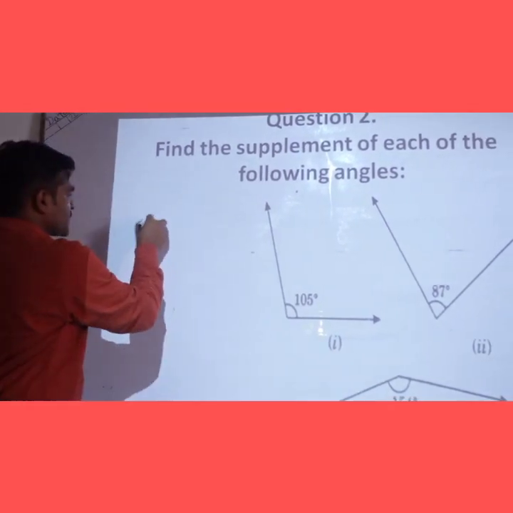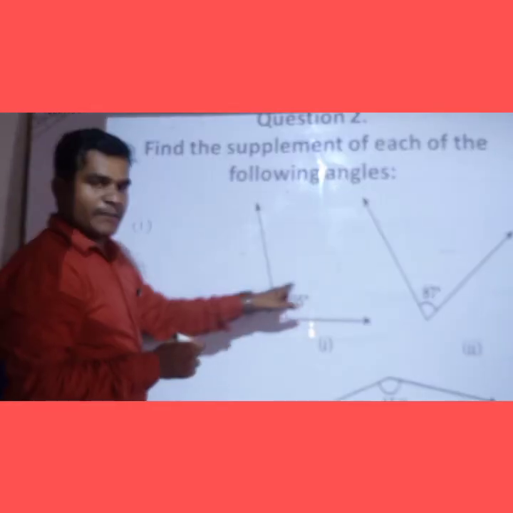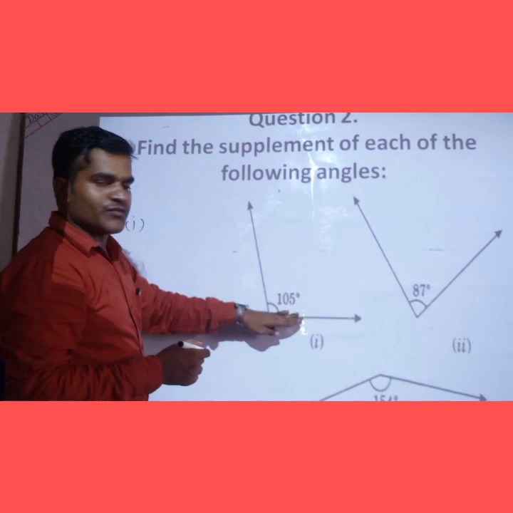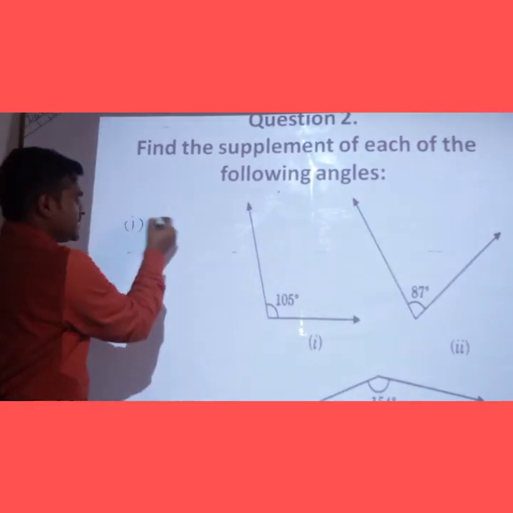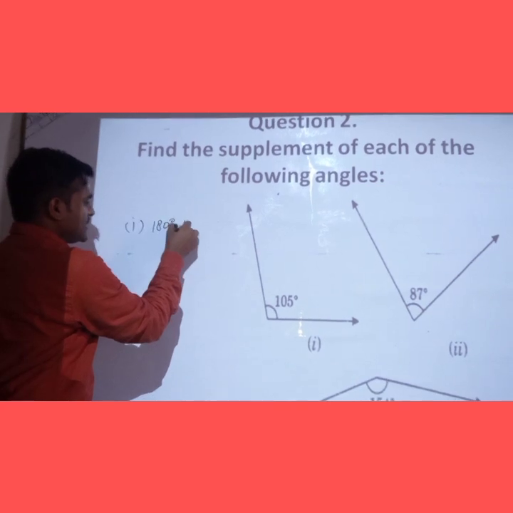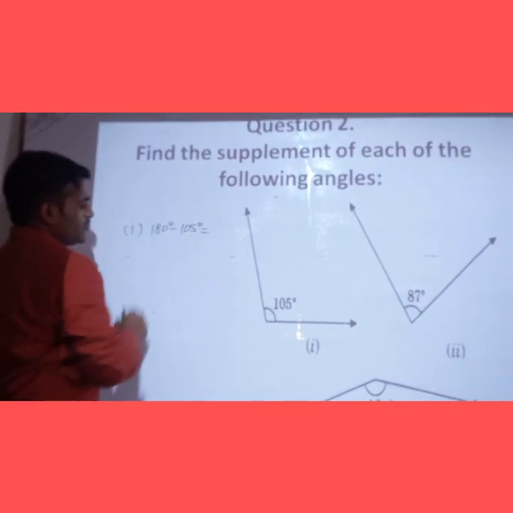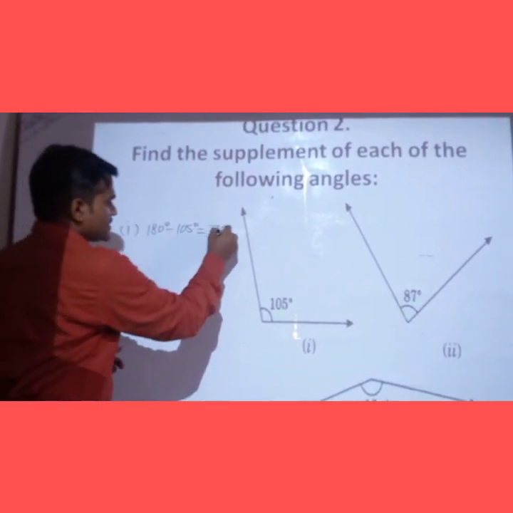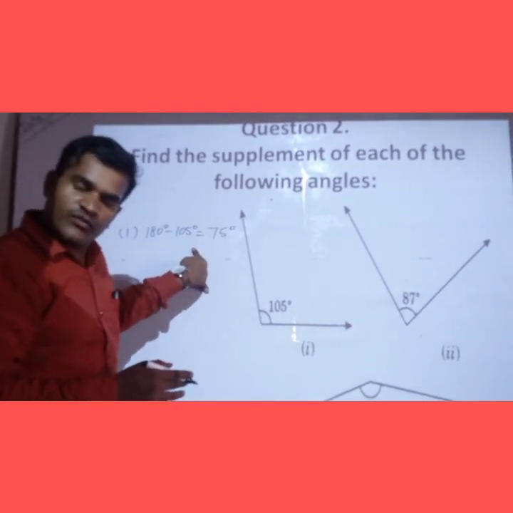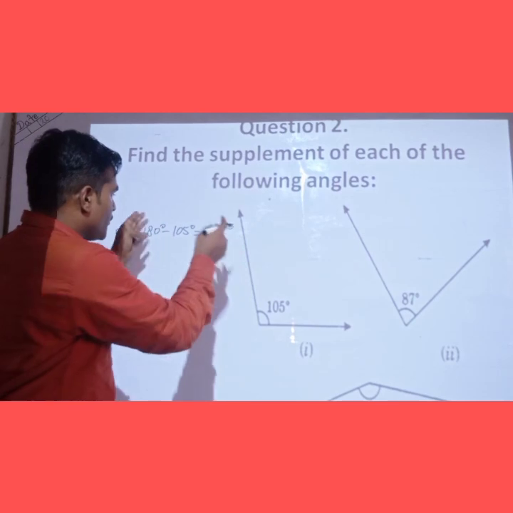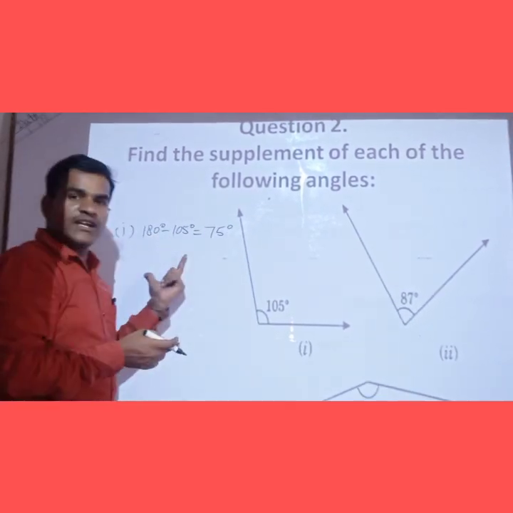So the first one, the given angle is 105 degrees. We have to find the supplement of 105 degrees. So we will subtract 105 from 180. So 180 minus 105, we will subtract it. So what do we get? 75 degrees. So 75 degrees is the supplement of 105 degrees. Why? Because when we add them, we get 180 degrees.